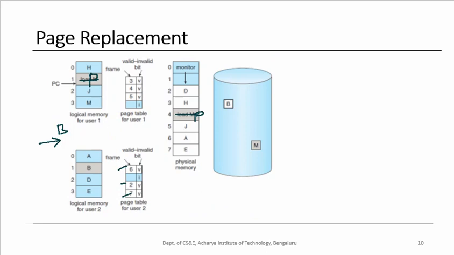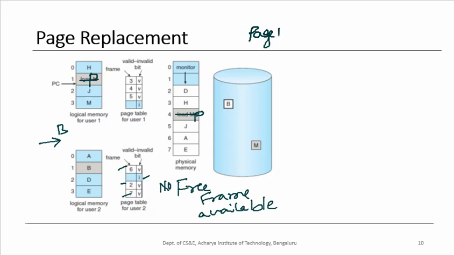So now the operating system sees the valid invalid bit associated with page B as invalid, which means that it is not there in the main memory. Now this is a page fault, right? We have assumed that there is no free frame available, and B is not present in the main memory. So this is called a page fault.